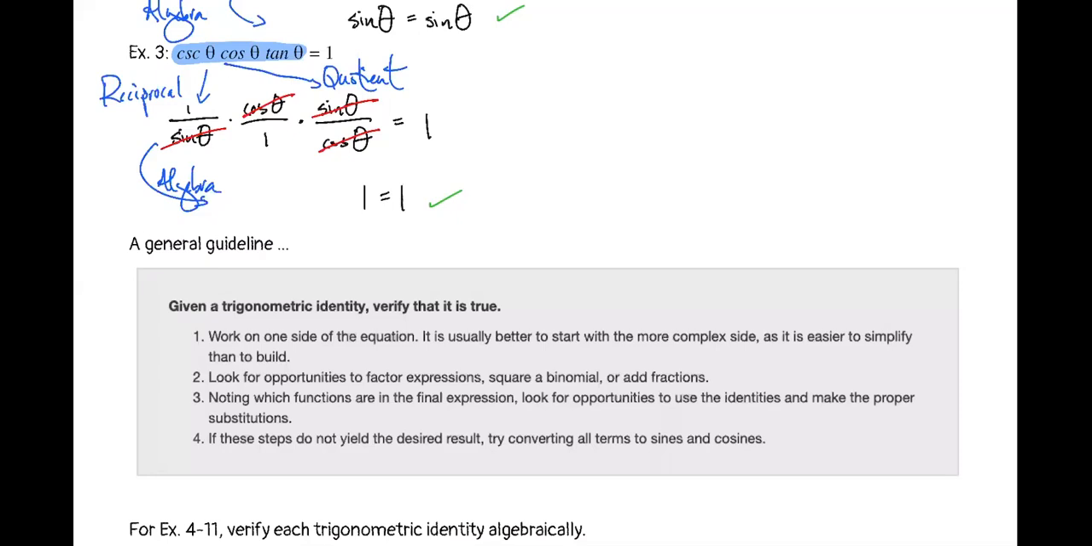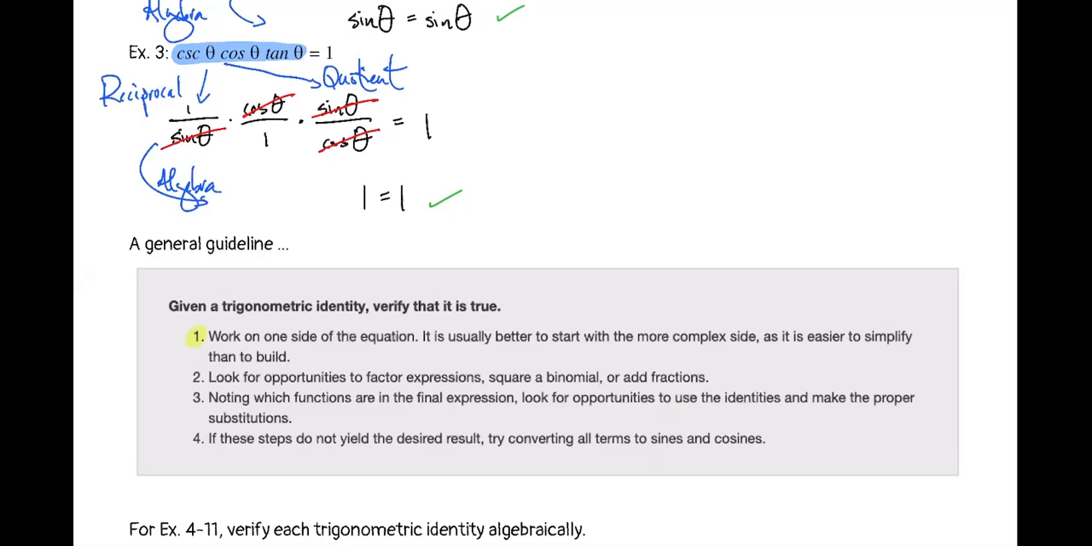Okay, so given a trig identity, if we want to verify that it's true, what we're going to do is pick one side of the equation and work on that side. This is really important. I will be very picky about this. You cannot work on both sides at the same time. Okay, this is the Virgo. You must work on one side only. It's usually better to start with the more complicated side.